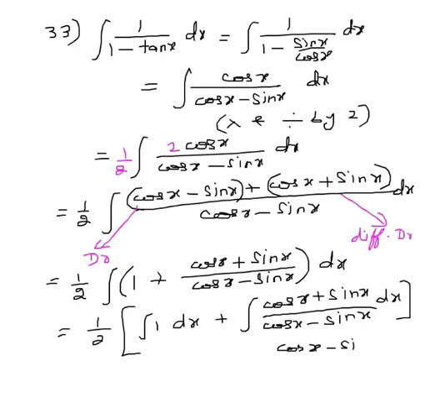Let us substitute cos x minus sin x as t. Differentiate. Differential of cos x is minus sin x and differential of sin x is cos x, so minus sin x minus cos x dx equals dt. Minus sign can be taken out. Therefore, it becomes half into integral 1 dx plus, substitution is for the second integral, the numerator is minus dt divided by the denominator t.